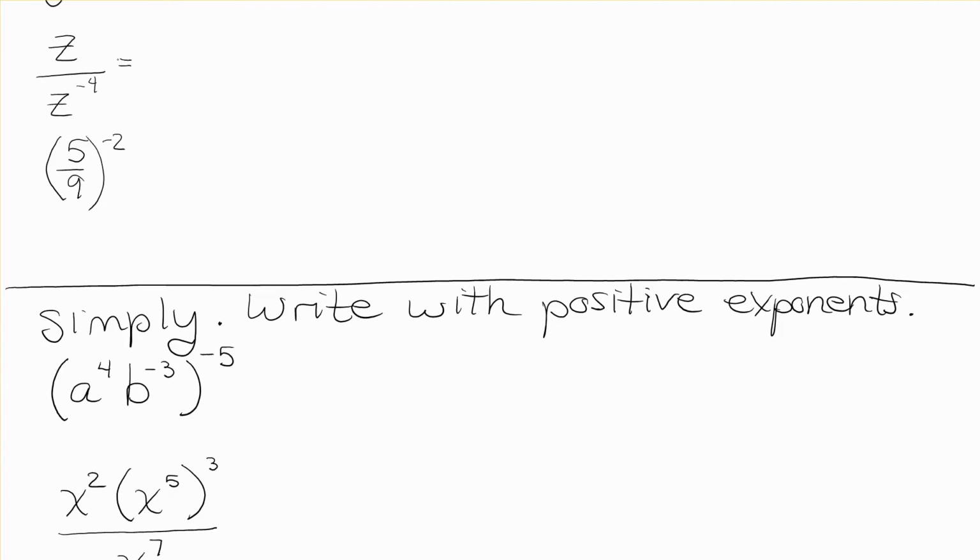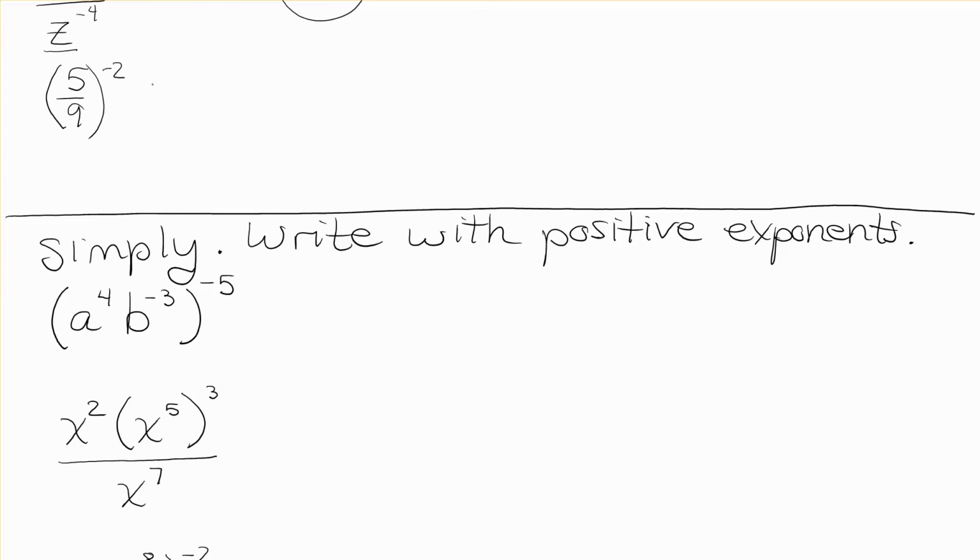Let's use our quotient property on this one. We have two things that are being divided. They have the same base. So we subtract their exponents. Remember, when an exponent's missing, it is 1. So we take the top exponent and subtract the exponent in the denominator. And when we do that, we get z, 1 minus a negative 4 is 1 plus 4, which is 5. Z to the fifth power, and that's our final answer there.